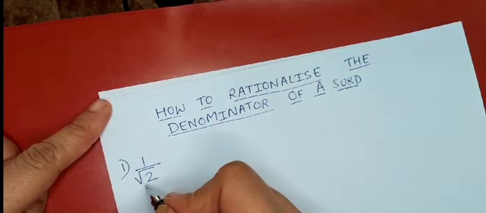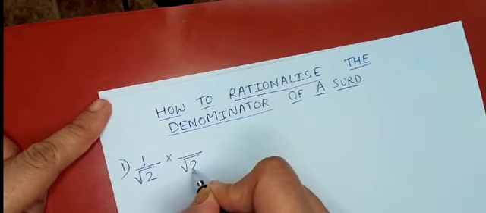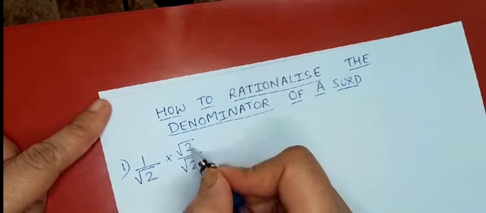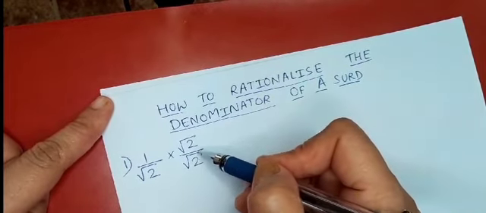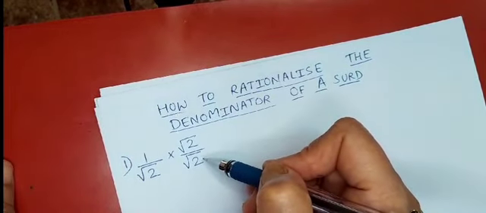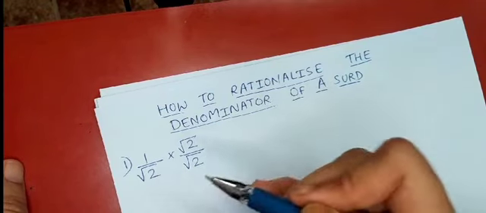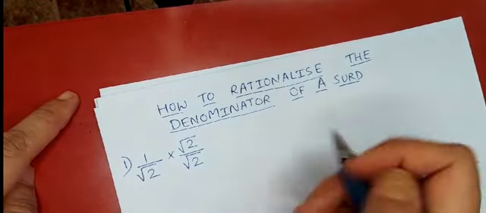Now in order to rationalize this root 2 here, we have to multiply root 2 in the denominator and numerator as per the equivalent fraction rule. Now here we see that root 2 over root 2 is equal to 1. It means we are not changing this fraction. We are just finding an equivalent one in order to rationalize the denominator.